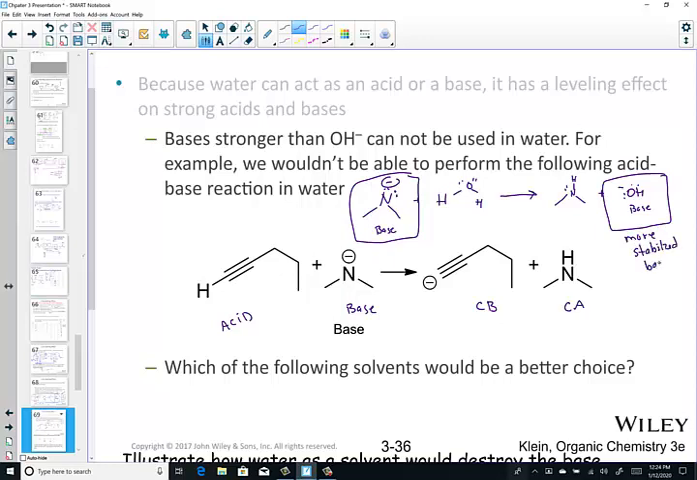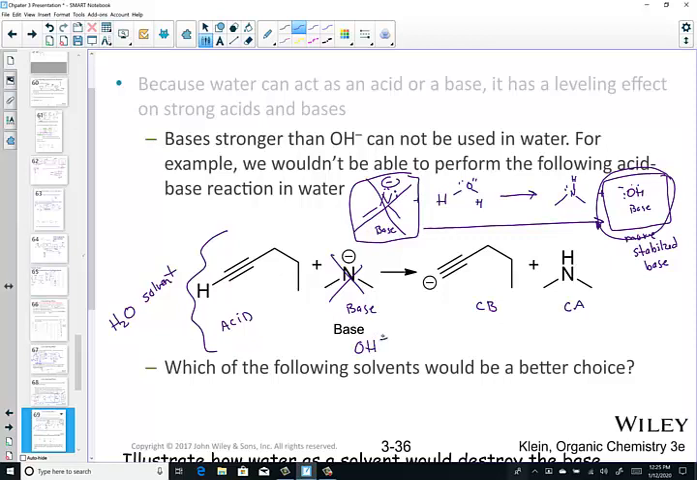There we go. The more stabilized base is going to say we're favoring the right side of this equilibrium. And therefore, if I favor the right side, I've destroyed this base, and in its place, we have hydroxide. Well, that's no good. If I had a water solvent, I would not be able to carry out this reaction because this would no longer be present. It would have been exchanged with hydroxide, and I don't have any of the desired outcome on the right-hand side.